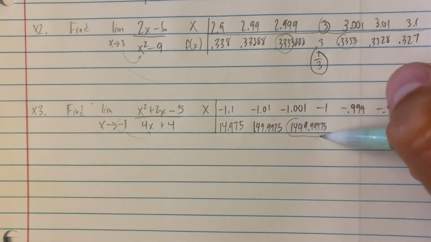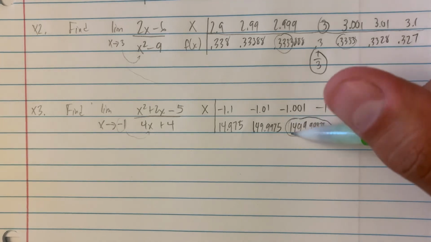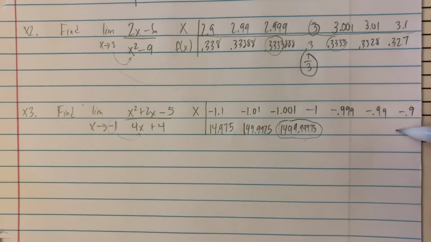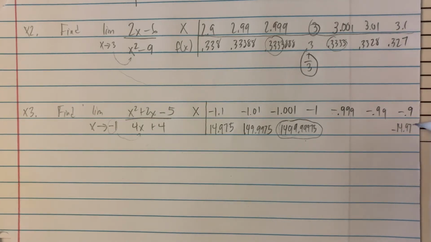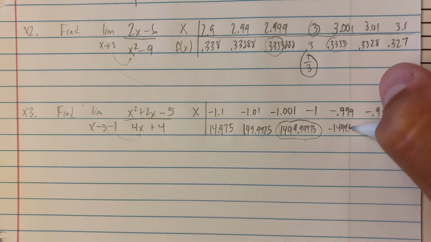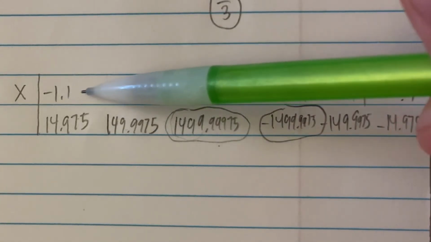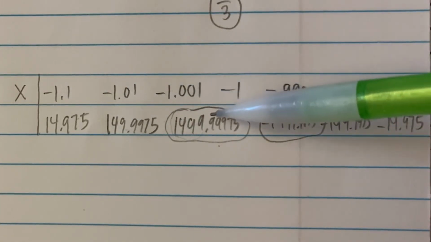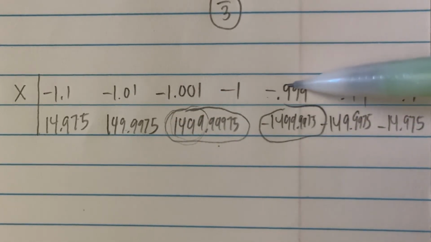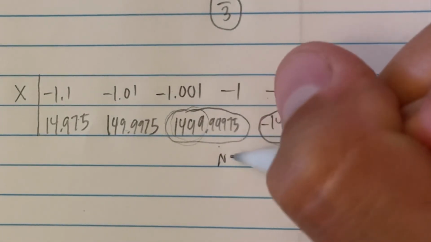So if you look and see what's happening to this number as x gets closer and closer to -1, it looks like it's getting larger and larger. In fact, it's getting larger and larger by a factor of 10. So let's call this -14.975. And -0.999 is -1,499.99975. Now look what happens here. From this side of -1, this is getting closer and closer to positive infinity. From this side of -1, as it gets closer to -1, it's getting to negative infinity. These numbers are not the same.